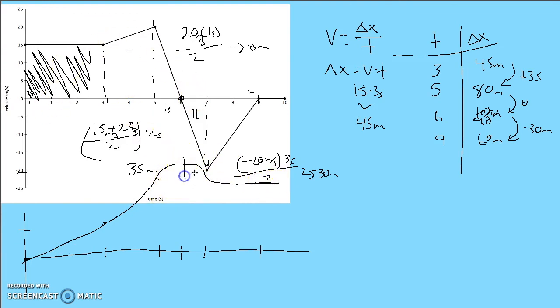Notice I have these chunks of it where it's curved. These curves represent places where the speed is changing, and here at that last part you saw a point where it was slowing down.